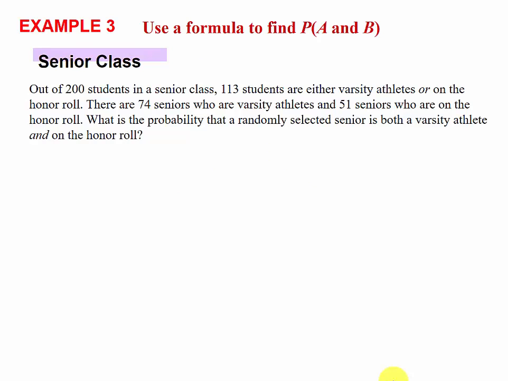So in example 3, we're going to use an equation where we have overlapping events. We have 200 total students that are seniors. 113 are either varsity athletes or on the honor roll, so they're one or the other. There are 74 seniors who are varsity athletes and 51 that are on the honor roll. What is the probability that a randomly selected senior is both a varsity athlete and on the honor roll?